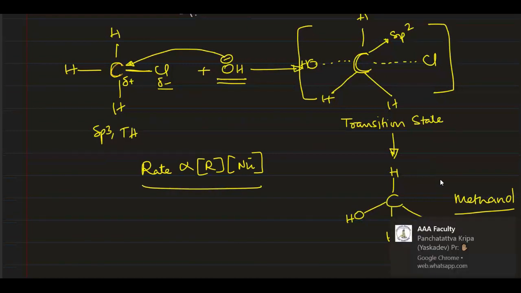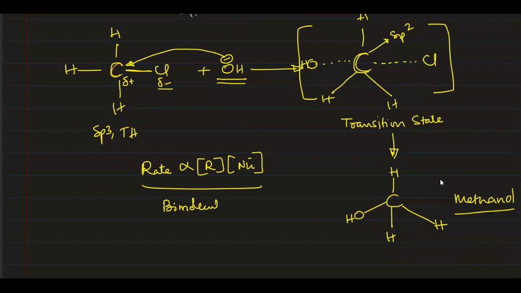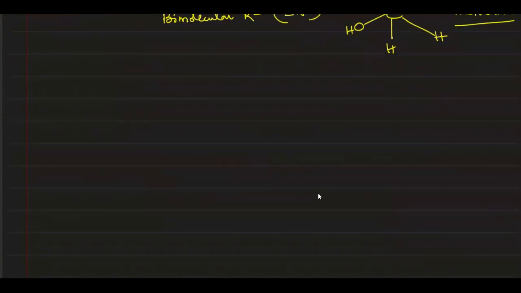Because it is dependent on both, it is expected to be a bimolecular reaction. That's why it is also called SN2, second-order nucleophilic substitution of bimolecular type. For this reaction, certain conditions are always favorable. The presence of polar solvent is a favorable condition.